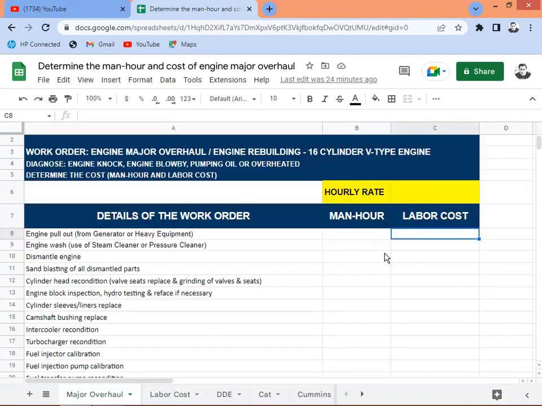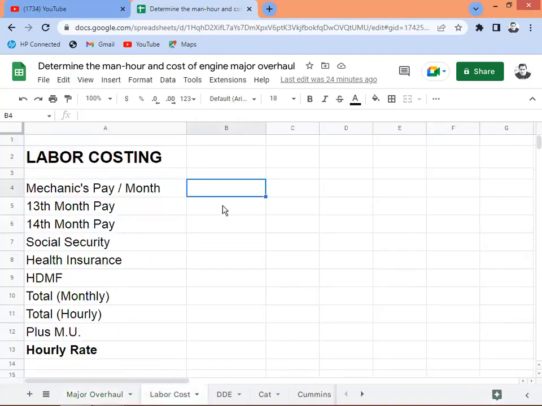In order for us to know the labor cost here in the man hour and labor cost, we have to determine the labor costing first. The first one is the mechanic's pay per month. Let's just say the mechanic's pay is around 30,000. It could be in rupees or it could be in Philippine pesos.